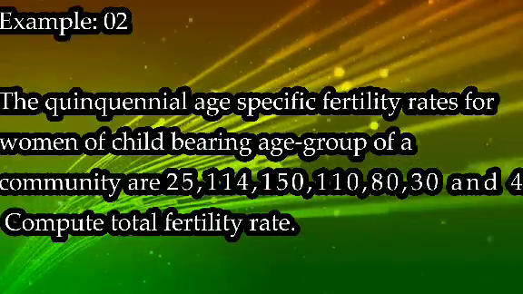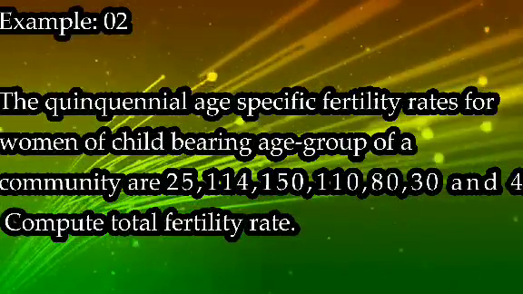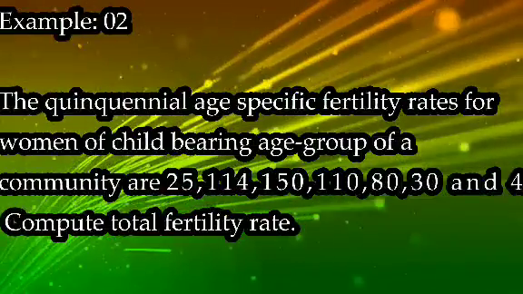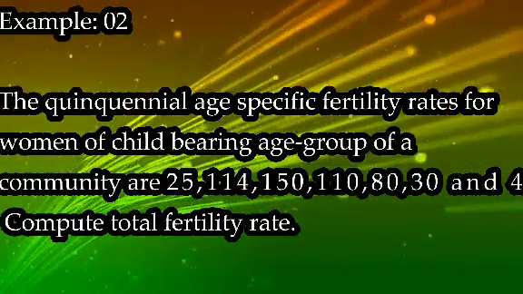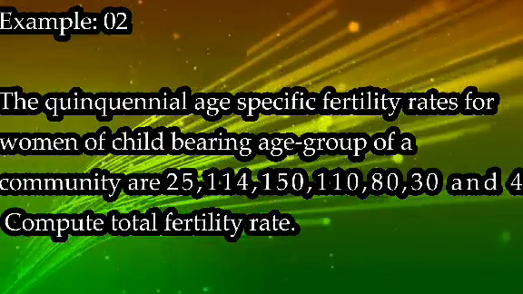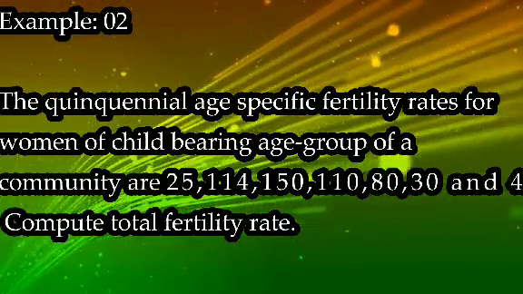Second example, the quinquennial age-specific fertility rates for women of childbearing age group of a community are 25, 114, 150, 110, 80, 30 and 4. Compute TFR. Again, here in this question, the quinquennial age-specific fertility rates are given. Quinquennial, width of the class intervals is 5.